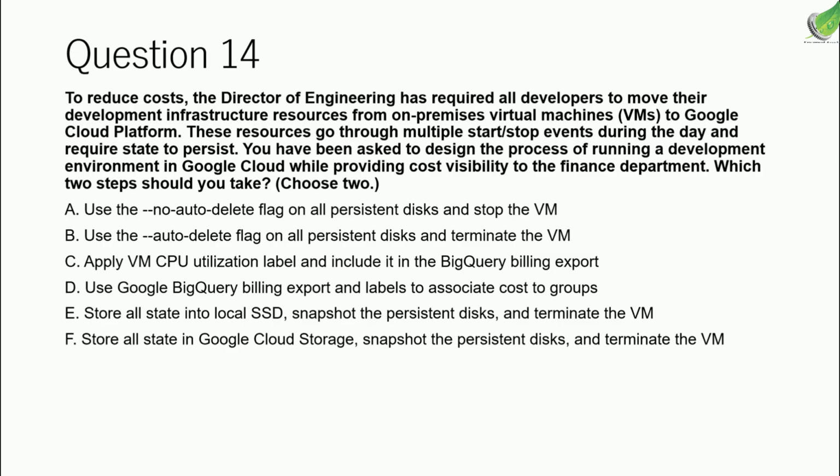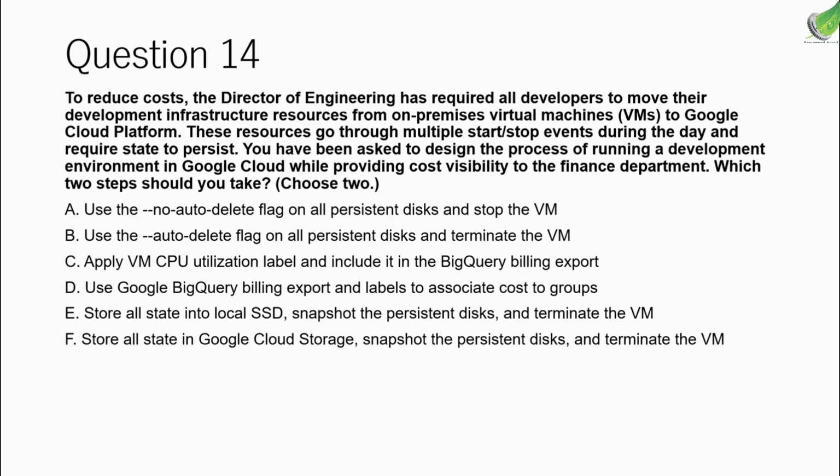Choose 2. A. Use the No Auto Delete flag on all persistent disks and stop the VM. B. Use the Auto Delete flag on all persistent disks and terminate the VM. C. Apply a VM CPU utilization label and include it in the BigQuery billing export. D. Use Google BigQuery billing export and labels to associate costs to groups. E. Store all state into local SSD, snapshot the persistent disks, and terminate the VM. F. Store all state in Google Cloud Storage, snapshot the persistent disks, and terminate the VM.